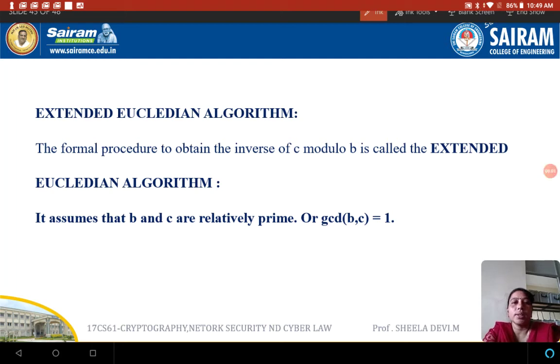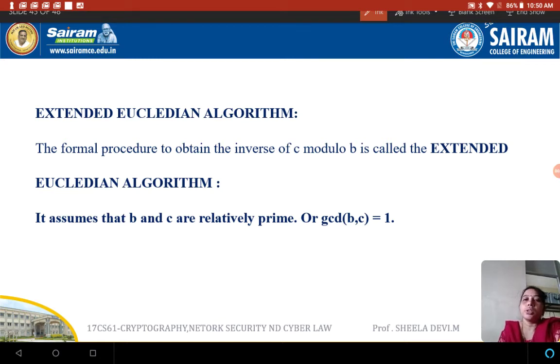Students, in the last session we saw what the Euclidean algorithm is. In this session we are going to see what the extended Euclidean algorithm is. As you all know, we have used the Euclidean algorithm to calculate the GCD of two values. Now we are going to use the extended Euclidean algorithm to calculate the multiplicative inverse of the two values.